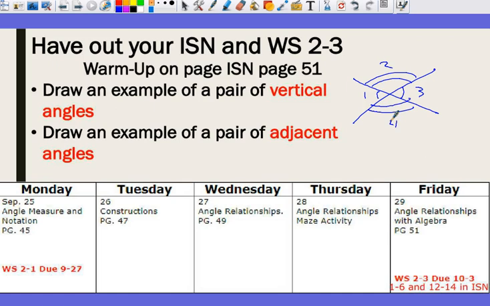Who knows two angles that make a vertical pair there? Yeah. Perfect. Who knows the other pair? 2 and 4. Perfect. Okay. Vertical angles are congruent. That means they are equal to each other. So if this was 50 degrees, this would be 50 degrees. If this is 110 degrees, that would be 110 degrees.